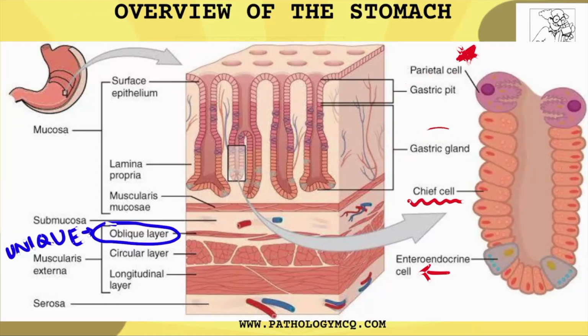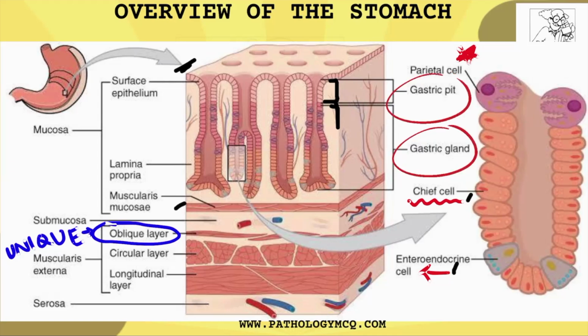Now, let's overview the stomach. The stomach has a surface epithelium which is almost always composed of foveolar cells which secrete mucin, and this is what comprises the majority of gastric pit. Gastric glands are composed of 3 types of cells, which are parietal cells, chief cells, and endocrine cells. There is a muscularis mucosae, like in all the gastrointestinal tract.